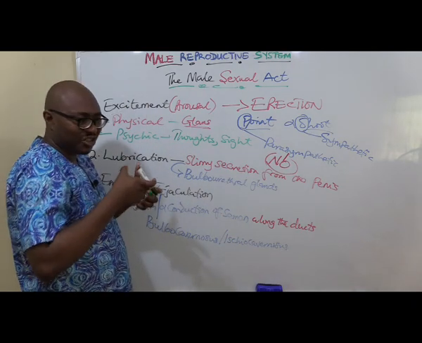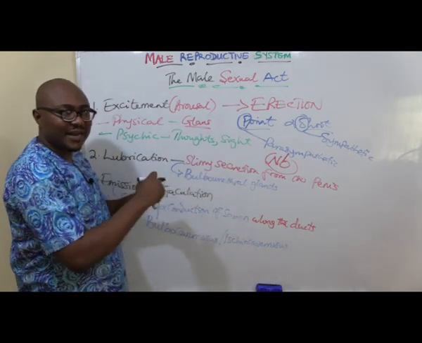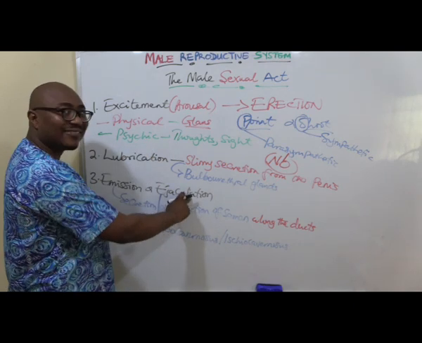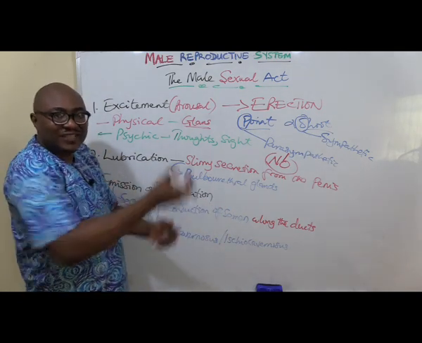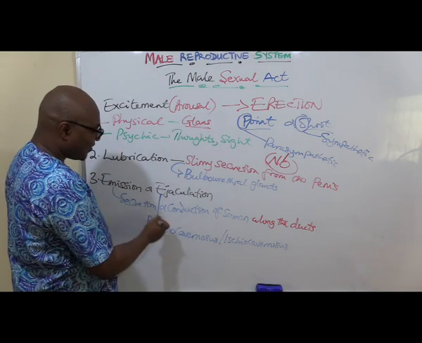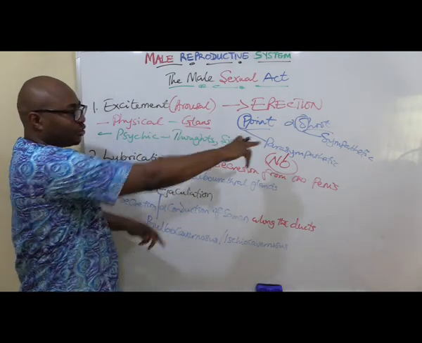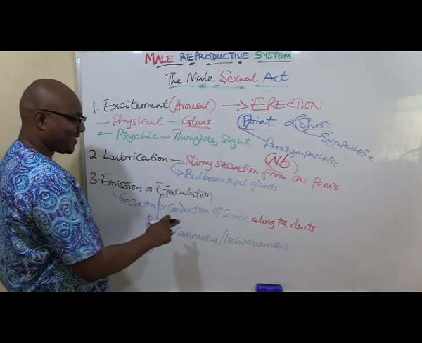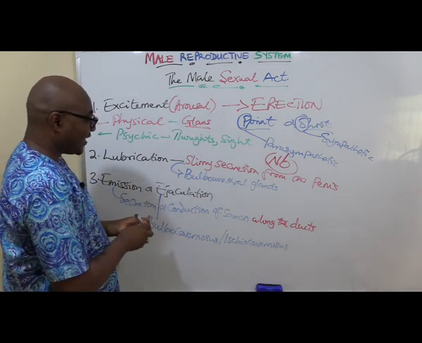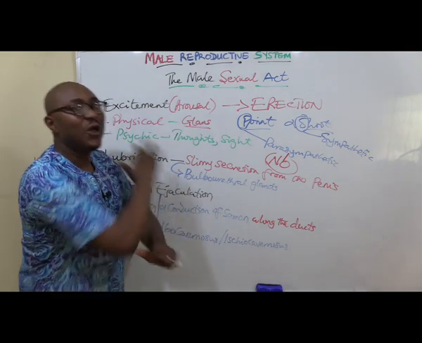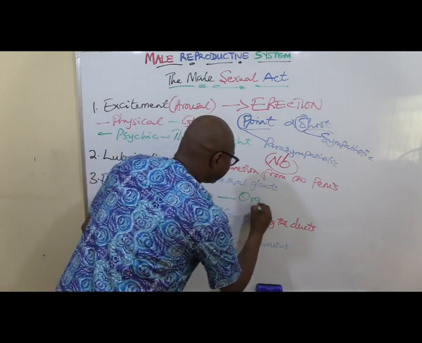When these two muscles contract, they forcefully eject semen out of the penis. That is now ejaculation. So emission pushes out the semen, and the sensation of the semen in the urethra causes a reflex contraction of these two muscles at the base of the penis, and it shoots out the semen, which is known as ejaculation. These two combined together are known as the male orgasm.